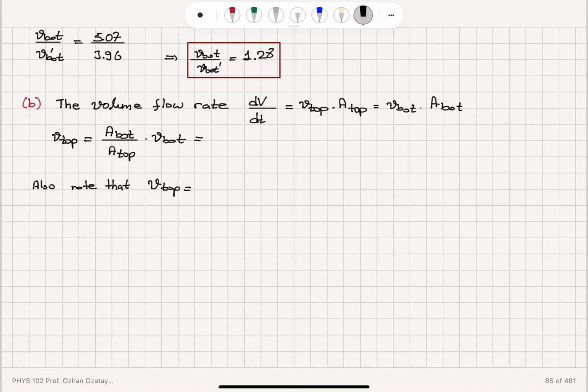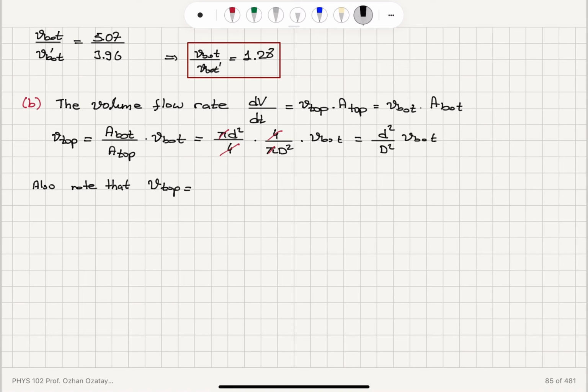Okay, so this is actually the area of the bottom circular hole, which is pi d squared over 4, multiplied by 4 over pi capital D squared. Pi capital D squared over 4 is the area of the top, multiplied by V bottom. So you can see that the pi's and 4's will cancel, and I find that this is d squared divided by capital D squared times V bottom.